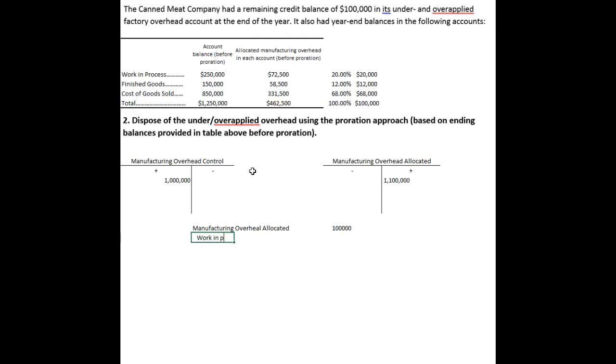So the argument is that it's too large of a number because we've overapplied some amount. And we're going to credit finished goods because the finished goods are overvalued by this amount, and we would then credit cost of goods sold for the amount of 68,000. And that right there is the journal entry you would come up with using this second method, prorating based on the ending balances before any overhead allocation.